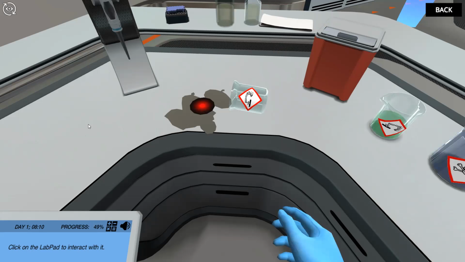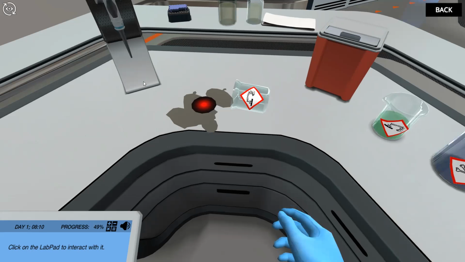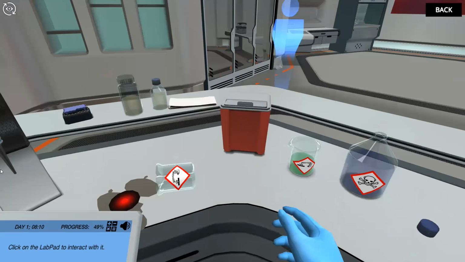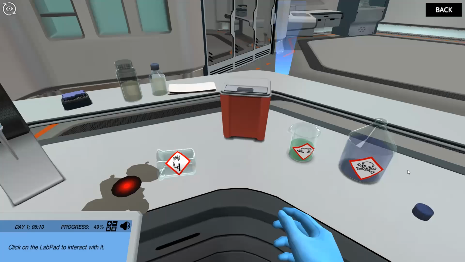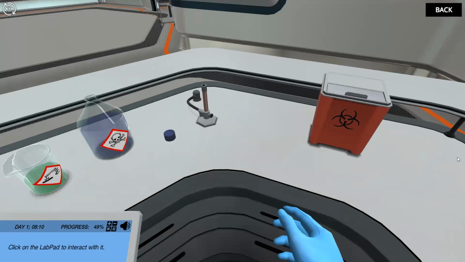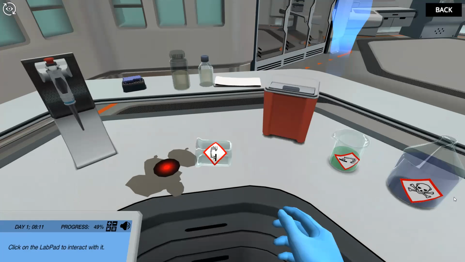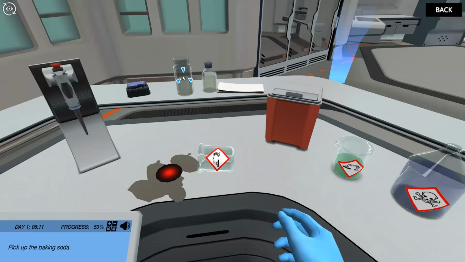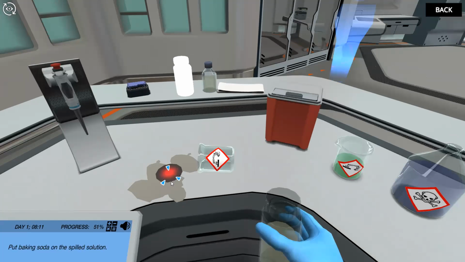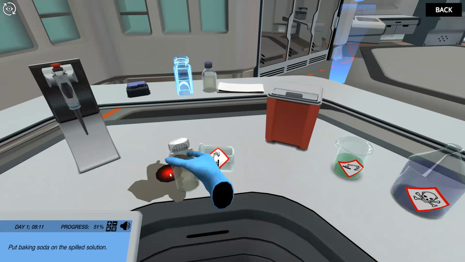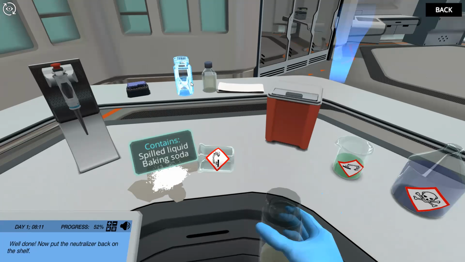Spills of strong acids or bases have to be neutralized before you can dispose of them. Sodium bicarbonate is the chemical term for baking soda. It neutralizes the acid, and the remains can be scooped into a plastic bin and discarded. Let's neutralize this acid spill. Pick up the baking soda. I'm looking for it. Oh, I guess that's it. Doesn't have a name. Put baking soda on the spilled solution. Well done. Now put the neutralizer back on the shelf.